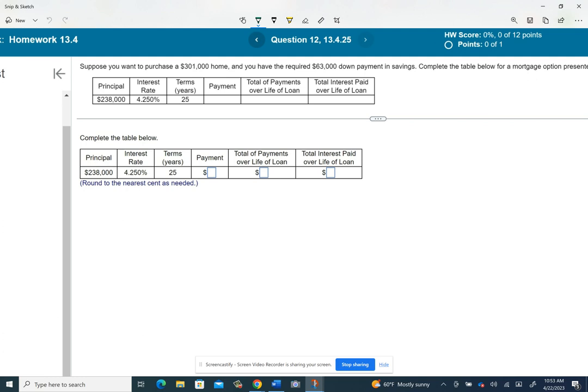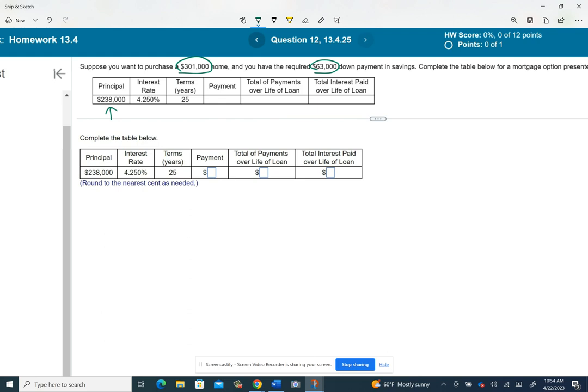Okay. So on this one, the folks are trying to buy a $301,000 home and they're putting $63,000 down. And so when they did that, that means that really their loan amount is only going to be $238,000. The loan amount is just the $238,000, not the cost of the home, because they put down money ahead of time.